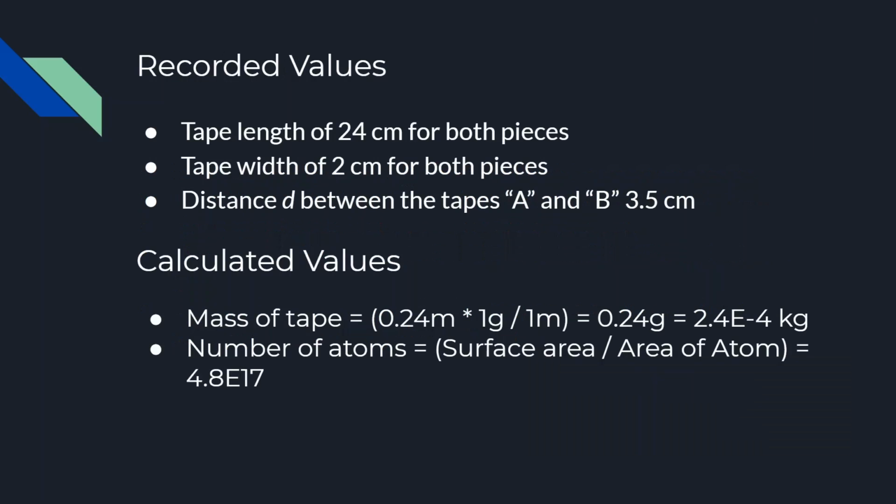Some of the recorded values include the tape length of 24 centimeters for both pieces, tape width of 2 centimeters for both pieces, the distance d between both tapes being 3.5 centimeters, and some of the calculated values are the mass of the tape, which we determined using the mass to length ratio of 1 gram to 1 meter, equaling 2.4 e to the negative 4 kg, and the number of atoms, which we determined by taking the surface area and dividing it by the area of an atom.